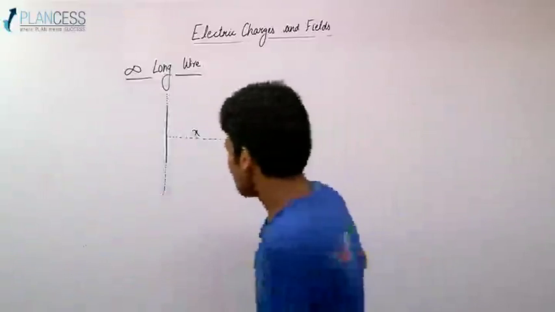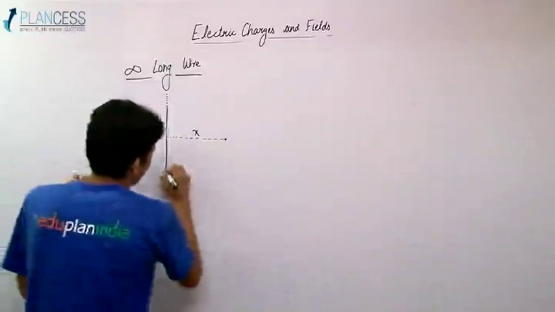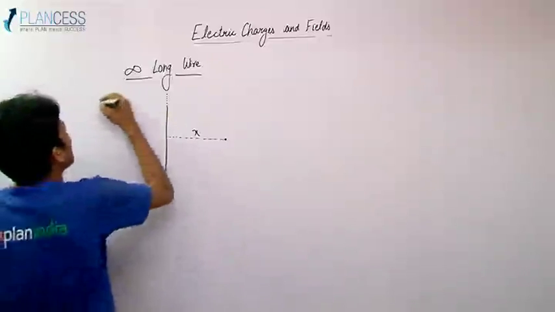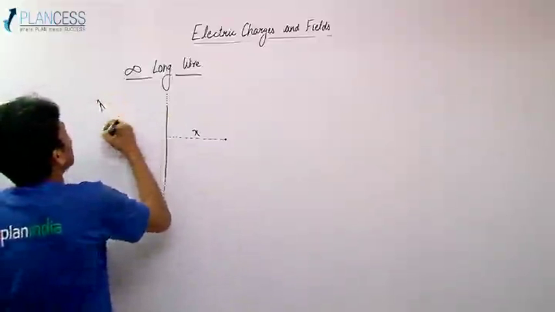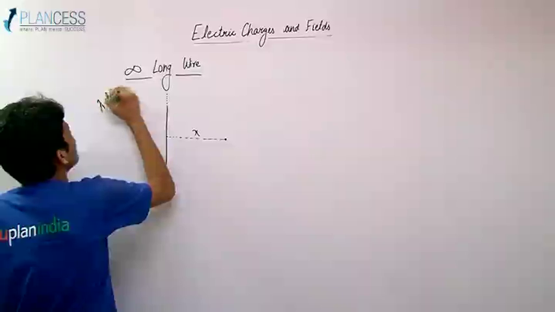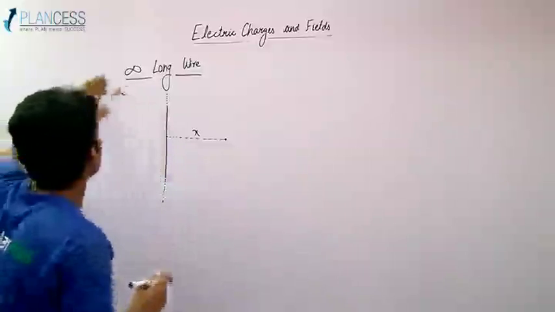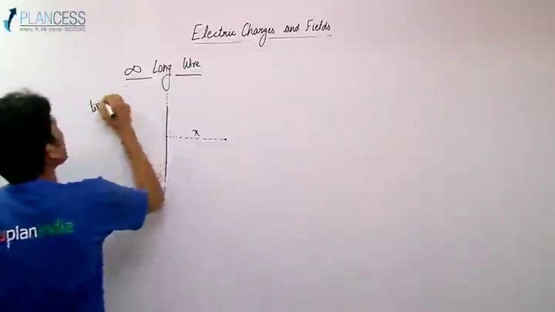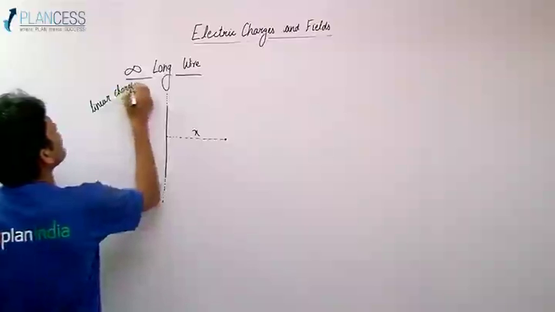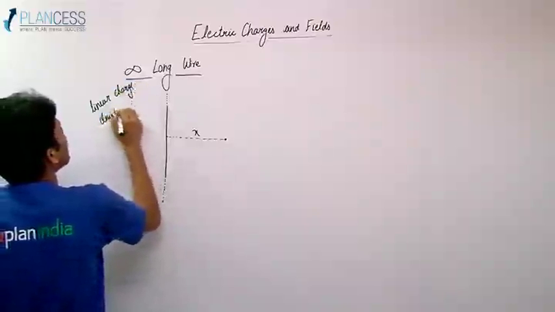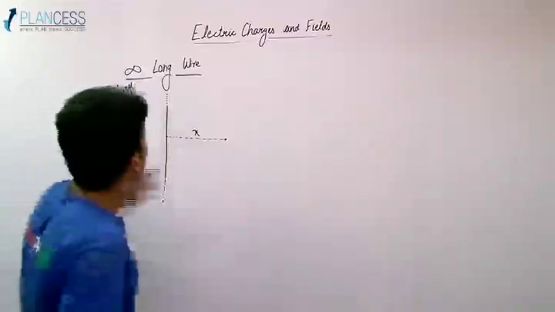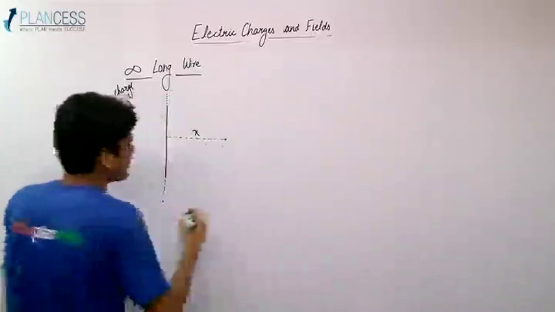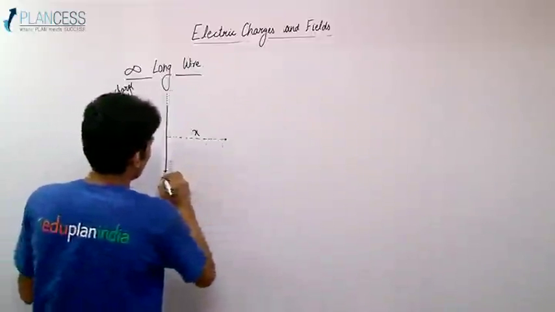What we do for this is, we take a similar element as we did. Firstly, let us note something about the long wire, that it has a lambda charge density, linear charge density. We studied sigma as the surface charge density. So here linear charge density is defined, which is charge per unit length. Charge per unit length is lambda. So lambda is the charge per unit length for this infinitely long wire. This is a distance x. Let's consider a small element like this.